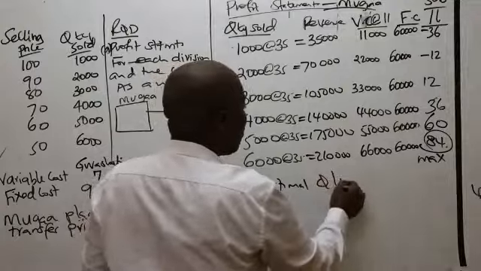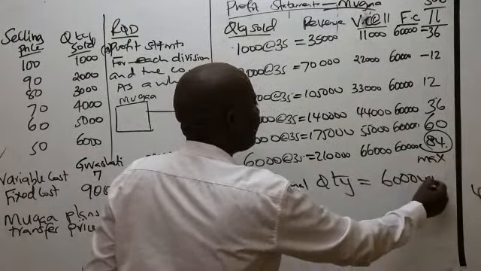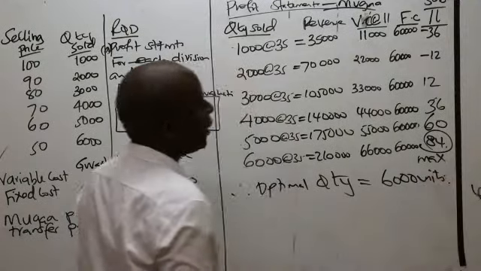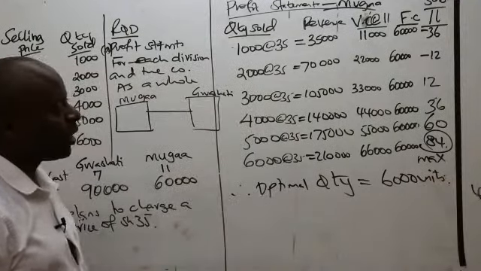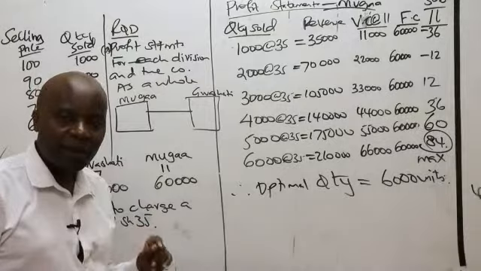The optimal quantity to be produced is 6,000 units.